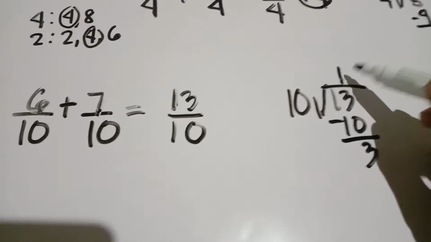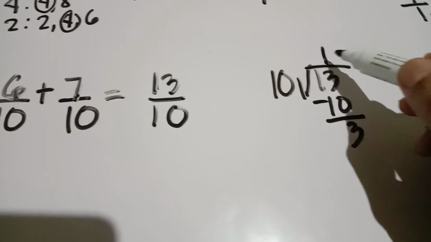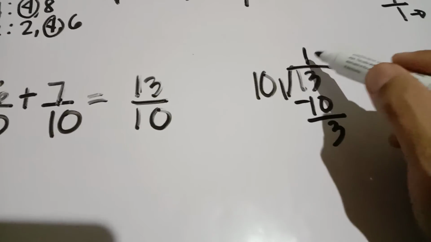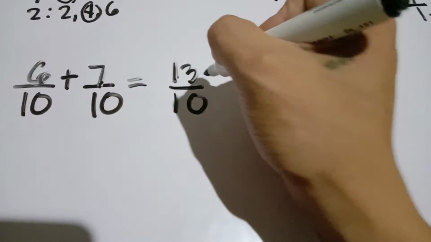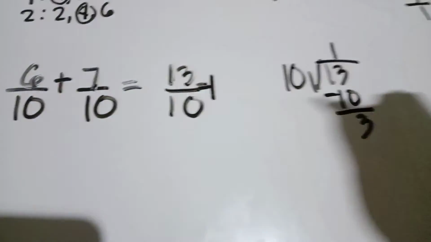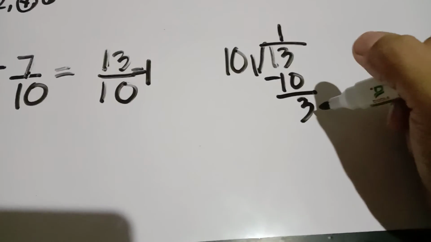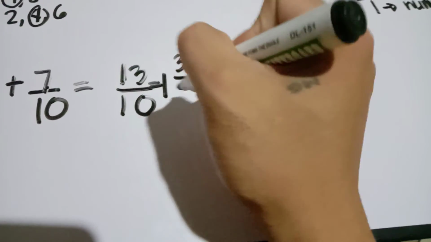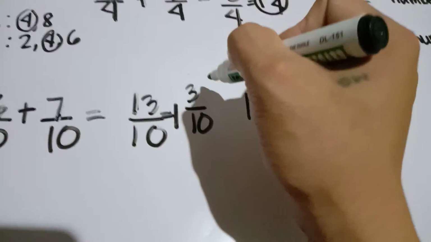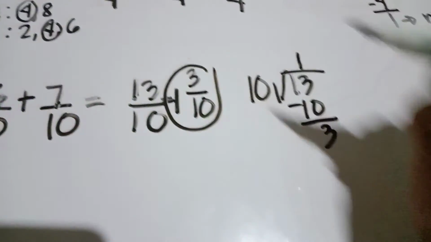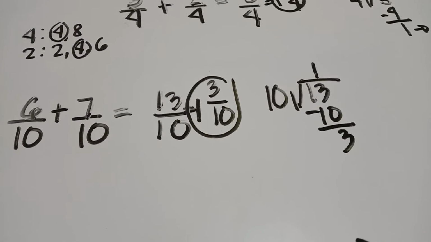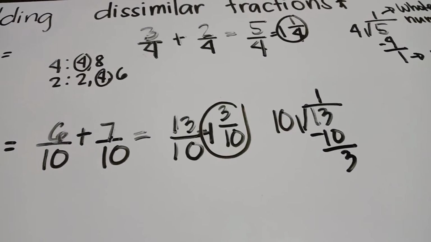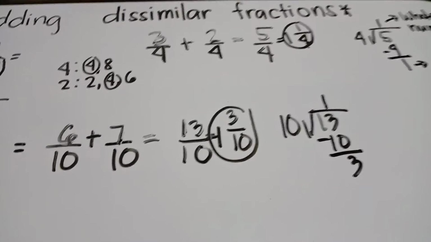Okay, so again, the quotient will be our whole number. Again, the quotient, which is 1, will be our whole number. So, 1. While the remainder, which is 3, will be our numerator. Then, copy the denominator. Okay. So, 1 and 3/10 is the answer. Okay, so that's how we are going to add dissimilar fractions.